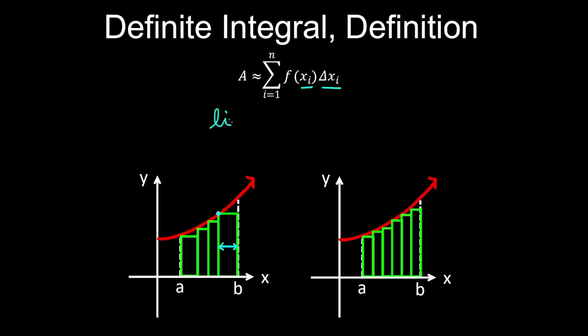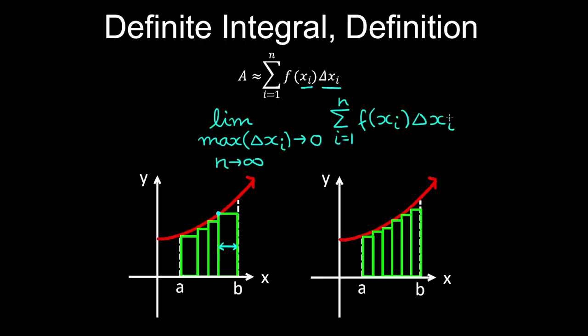Now if we take the limit, as the width of the largest partition tends to 0, or where the number of rectangles we use tends to infinity, so in the limit, the width of each rectangle becomes infinitely small. So that becomes dx. And then we multiply this by the value of the function f of x, which gives the area of the infinitely thin rectangle.